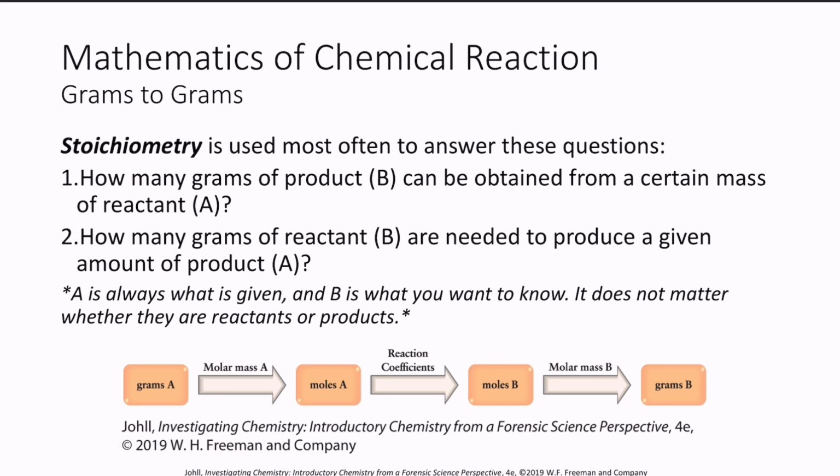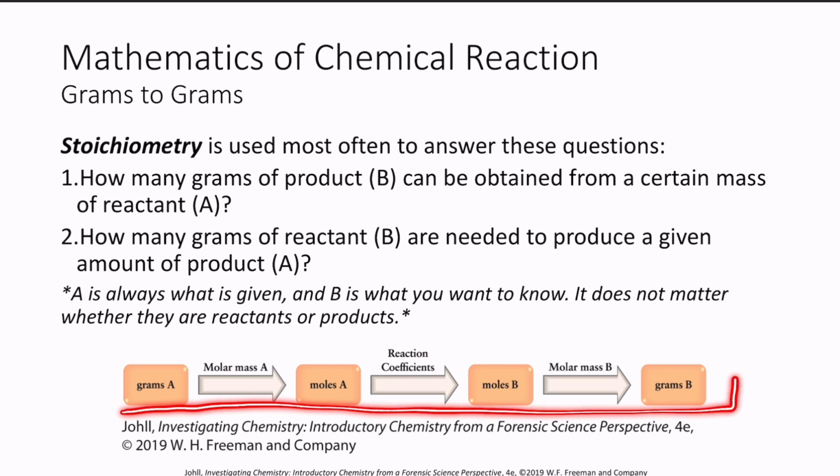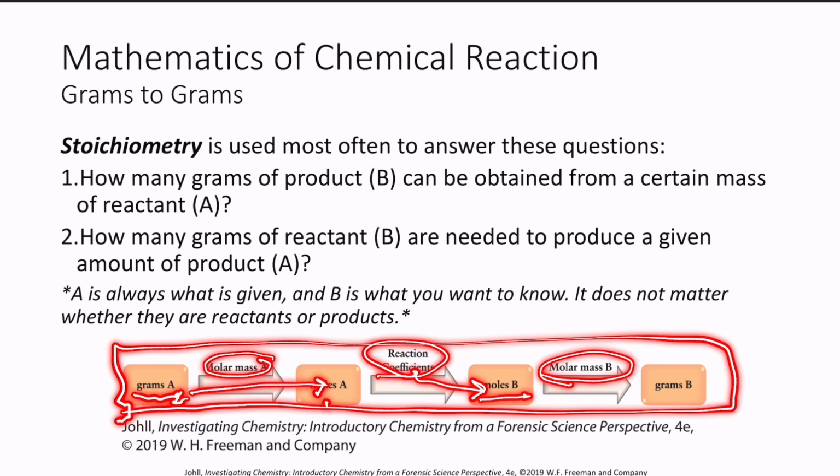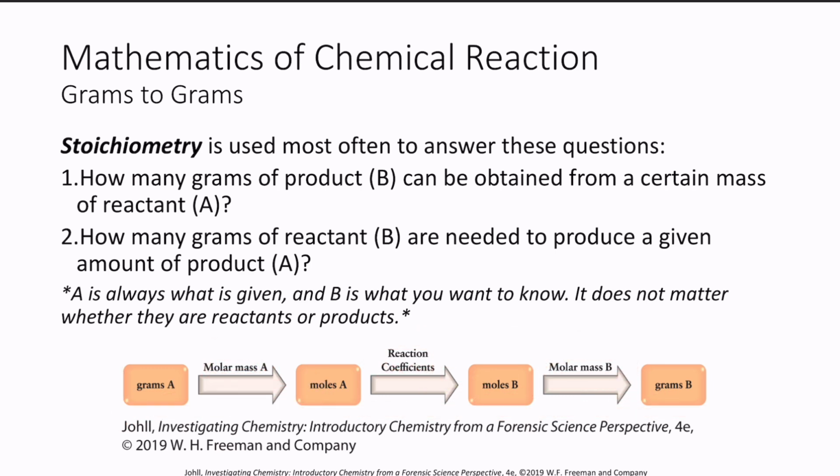But if you start with grams and you need grams, then you will always follow this pathway. You'll start with grams of A, and in order to make the comparison between A and B, you have to get it into moles of A. And to do that, you use the molar mass. As soon as you're in moles, then you can use those reaction coefficients. You can use the mole to mole ratio in order to convert into moles of B. Once you're in moles of B, you simply use the molar mass of B in order to get to grams of B. Whew, that was a lot.